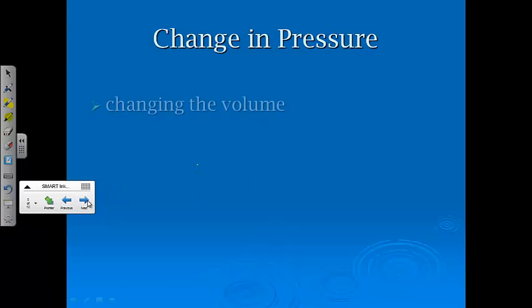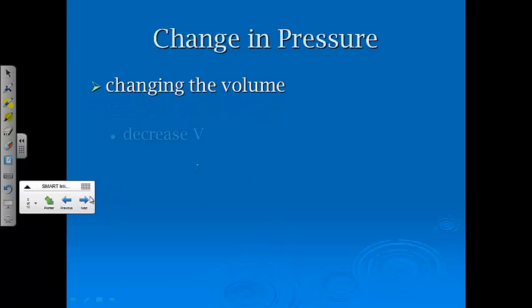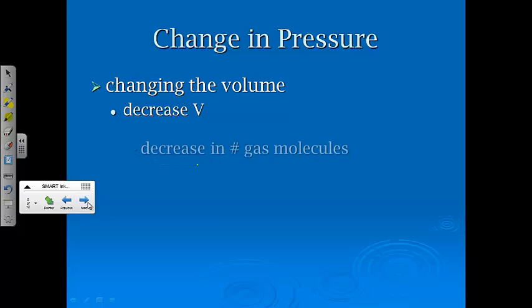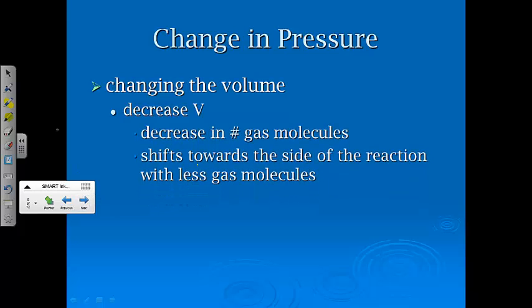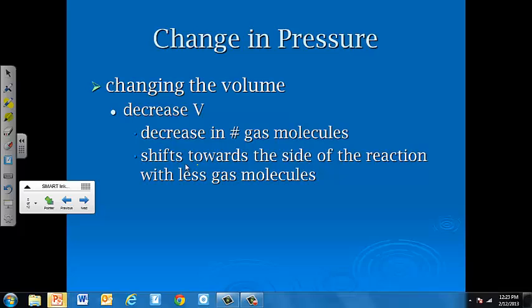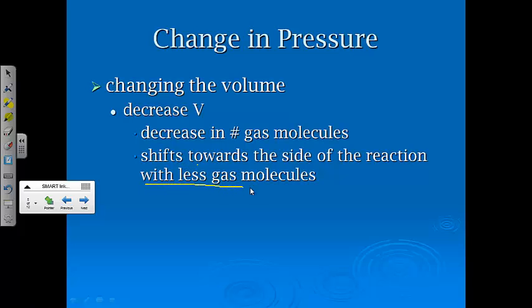Okay, so the next one we have is changing the volume. If we decrease the volume, it's going to decrease the number of gas molecules, and what will happen is that it will shift towards the side with fewer gas molecules. So this is all going back to that delta N that you had with the Kp and the Kc expression. We've got to figure out which side it's going to shift towards. I think you have to write that down. I don't think that part is in your notes.